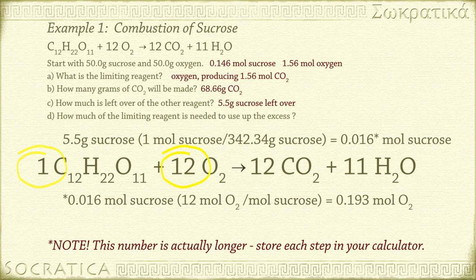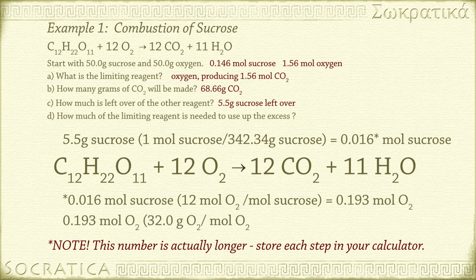Use the molar mass of O2 to find out how many grams that is. 0.193 moles of O2 times 32 grams of oxygen per 1 mole of oxygen equals 6.17 grams of O2. So it would take 6.17 grams of O2 to react with the excess sucrose.